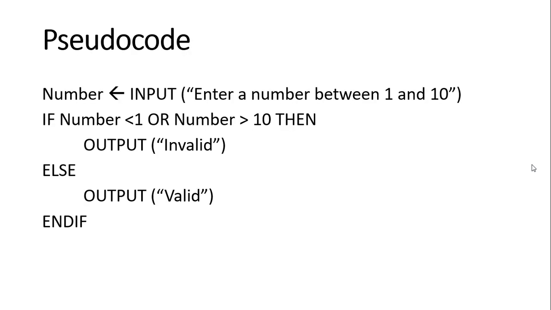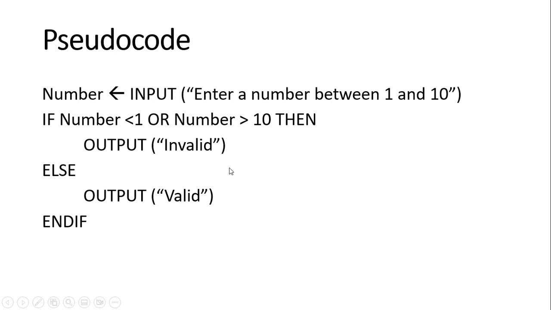Here is some pseudocode. You might be given some pseudocode, and you would have to explain which method of validation the pseudocode is. So if we look at this pseudocode, it tells us to input a number, then it has an if statement to say if the number is less than 1 or the number is less than 10, then it outputs invalid.